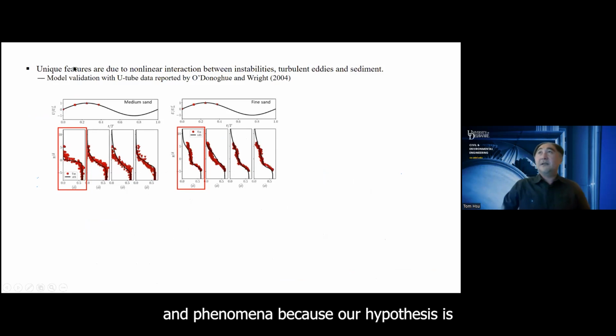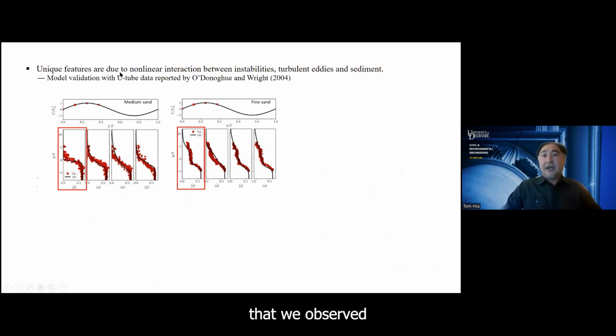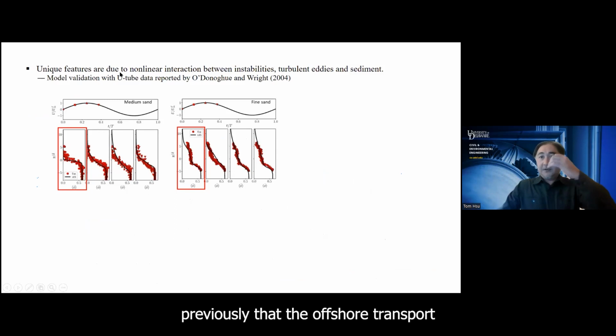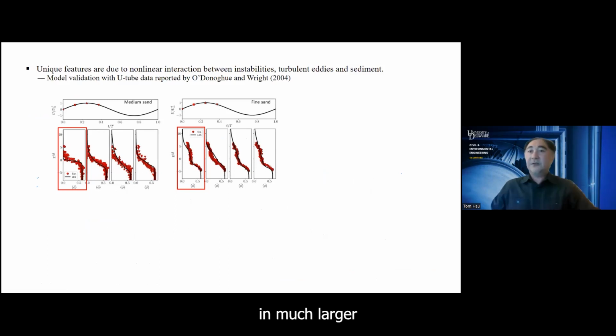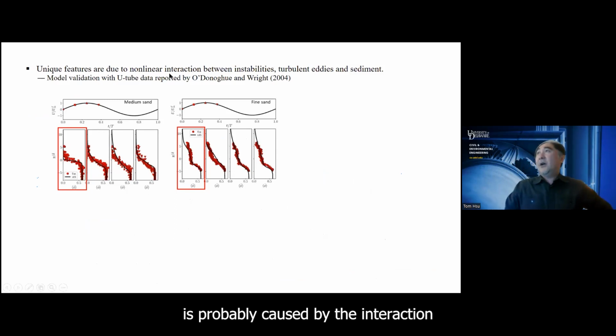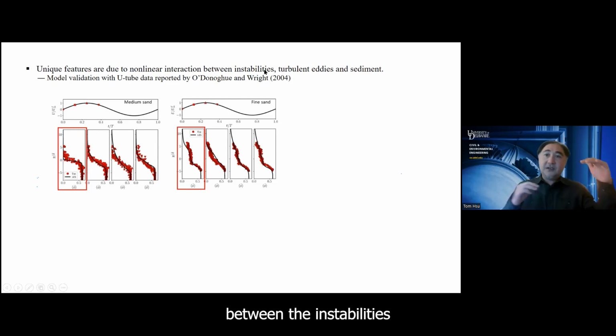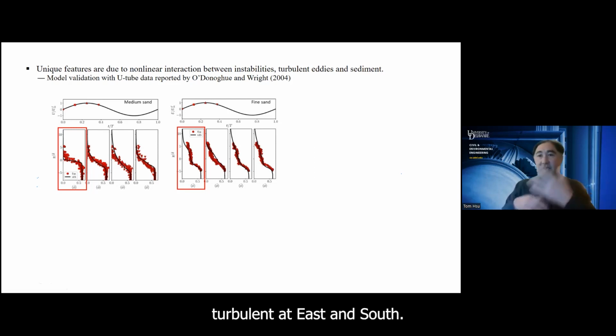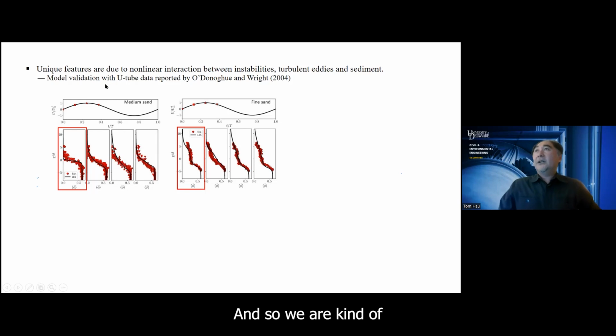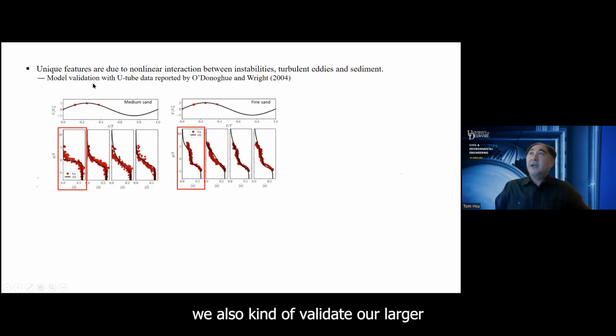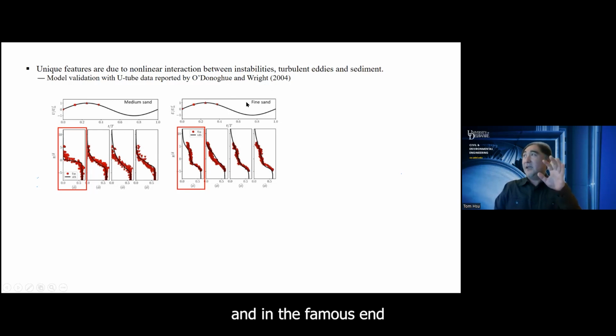Because our hypothesis is that this unique feature we observed previously, the offshore transport and much larger sheet layer thickness, is probably caused by the interaction between the instabilities, turbulent eddies, and the sand. And so we also validate our large eddy simulation model with the U-tube data reported by O'Donoghue and Wright. They report both the medium sand and the fine sand.